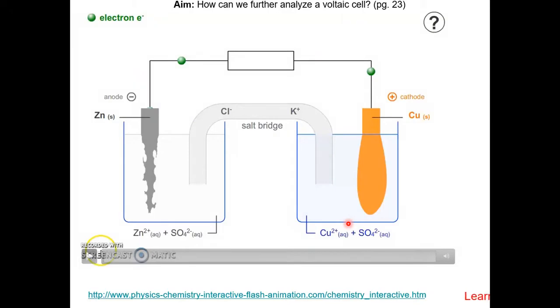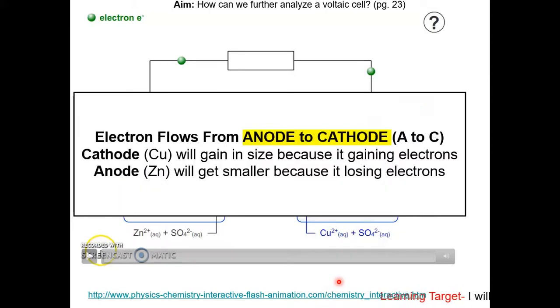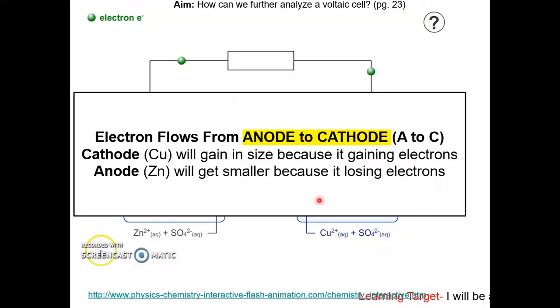If you want, you can continue to explore the simulation. The link to the simulation will be in the descriptions. In summary, electrons flow from the anode to the cathode. The cathode will gain in size because it's gaining electrons. The anode will get smaller because it's losing electrons. We will go into details how this happens.